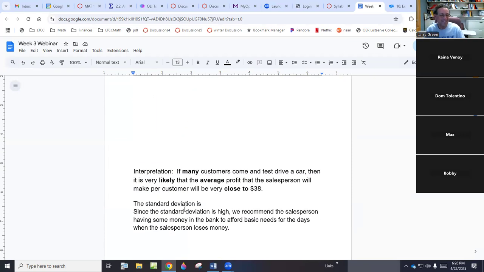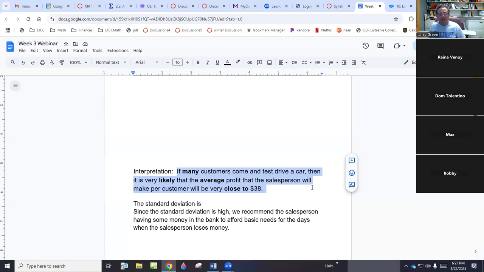All right. So now we can interpret it. Here's the interpretation of the expected value. If many customers come and test drive a car, then it is very likely that the average profit that the salesperson will make per customer will be very close to $38. Any questions on the expected value's interpretation?